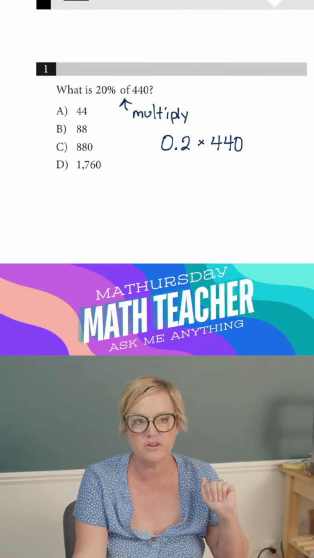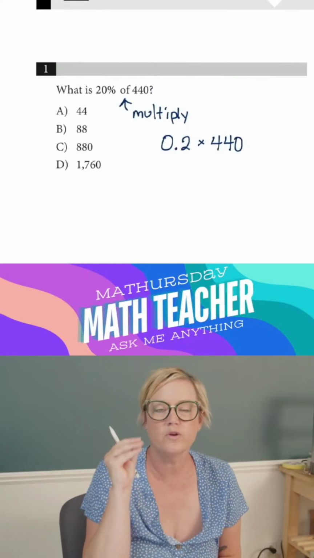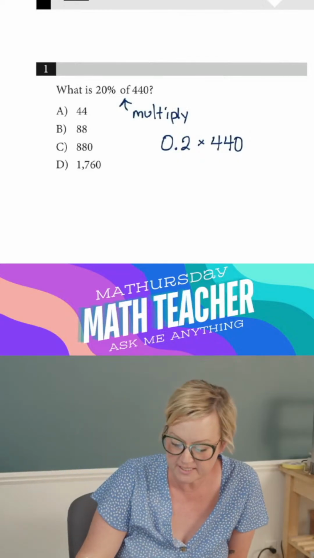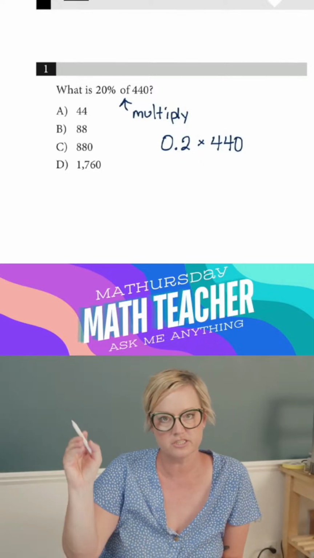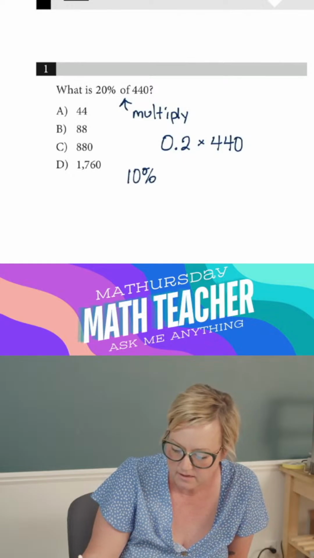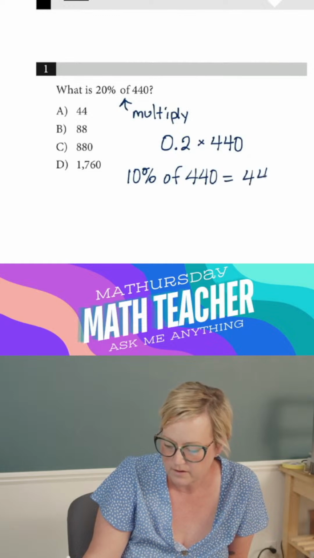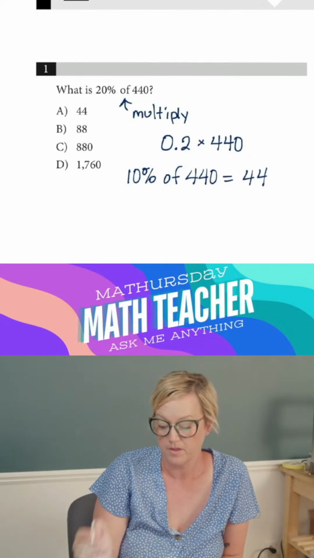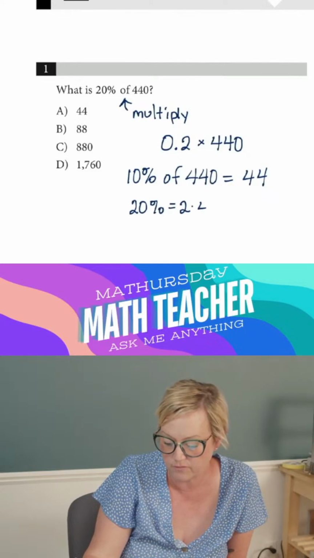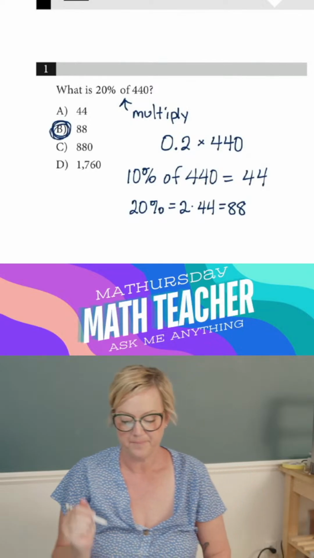Okay, so you could do that in your calculator, or what you can also do is, this is a really easy way to calculate a tip too, like a 20% tip. 10% of any number, you just move the decimal to the left one spot. So 10% of 440 is 44. Then 20% is going to be 2 times 44, which is 88. So our answer is B.